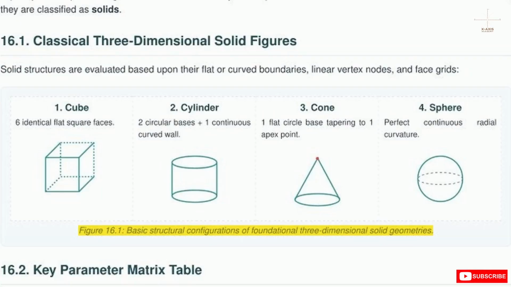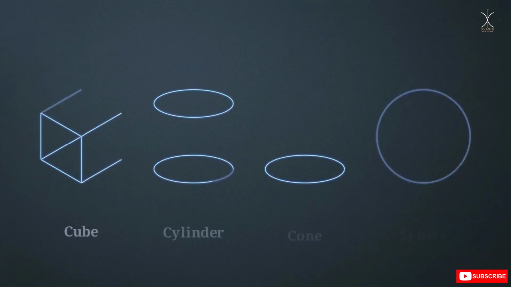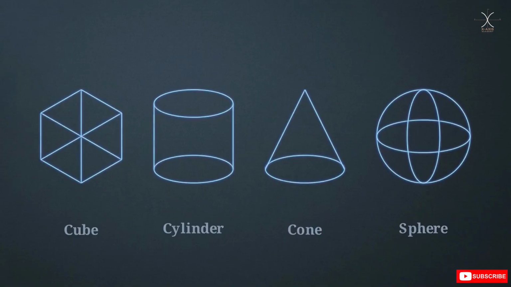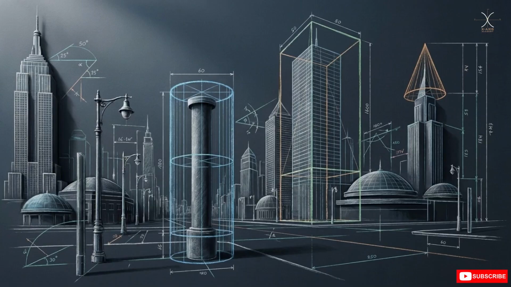This diagram illustrates the basic structural configurations of foundational three-dimensional solid geometries: the cube, the cylinder, the cone, and the sphere. These four geometries serve as the baseline configurations for solid analysis. Mastering their specific properties provides the groundwork for accurately tracking and charting the physical space around us.